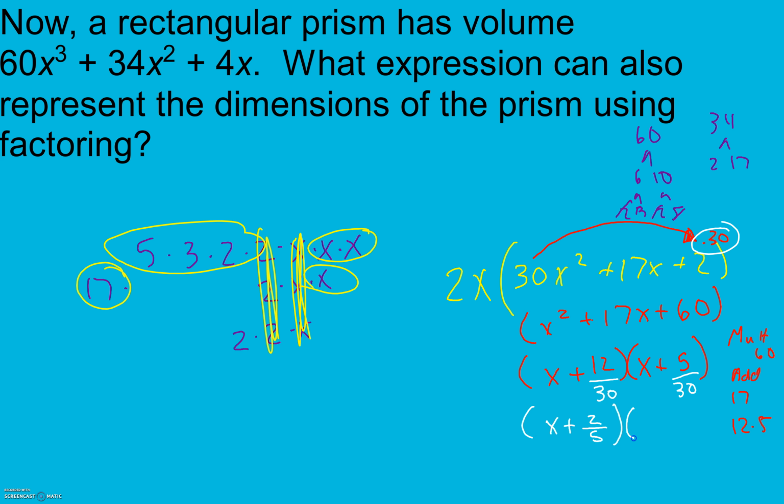2 over 5 and 1 over 6. Swing our denominators, and we get 5x plus 2 and 6x plus 1. Don't forget again that greatest common factor of 2x. So here are the dimensions. One of them is 2x, another is 5x plus 2, and another 6x plus 1. If we multiply those all together again, we get back to where we started.